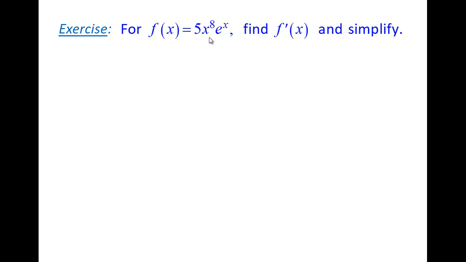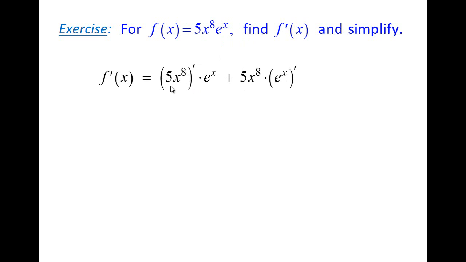this function as the product of two functions. So I'm going to think of 5x to the 8 as the first factor and e to the x as the second factor here. So the derivative by the product rule would be the derivative of the first factor multiplied by the second factor plus the first factor multiplied by the derivative of the second factor.